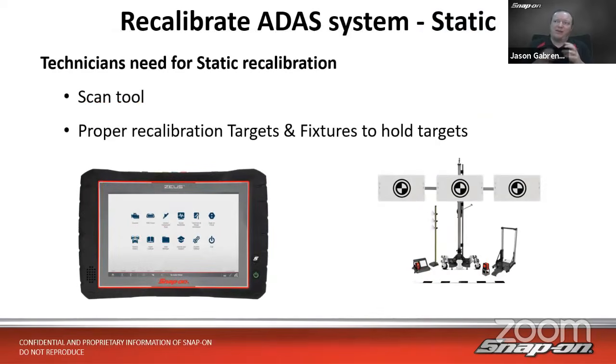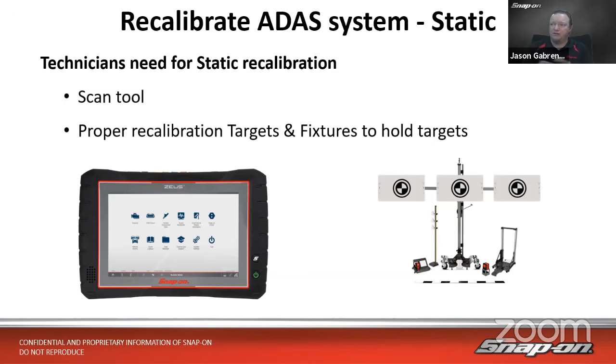So what do I need for a static recalibration? First off, you need a scan tool with the proper coverage for the system you have. If you have a Snap-on scan tool with recent software, you're probably in pretty good shape because we've actually won some awards with our coverage that we have for ADAS. So it is definitely industry-leading coverage. And you also most likely need proper recalibration targets and fixtures to hold those targets. Because like I said, with static recalibration, almost always there will be a target involved. Now, if we look at the picture on the screen on the right-hand side, that is Snap-on's Easy ADAS calibration system.